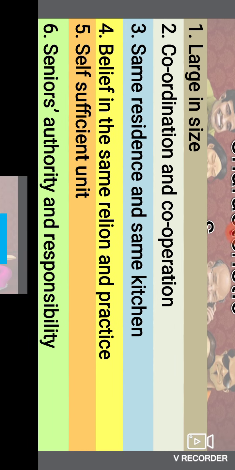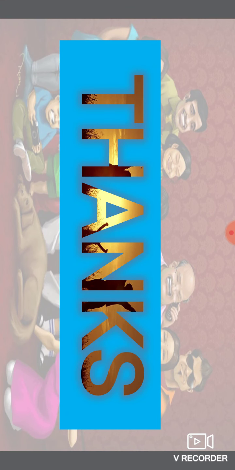So this is the information about the family. What we have learned today in this class: first, family, then the characteristics of family, then the types of family, and this joint family and the characteristics of this joint family. These are all the information we have studied in this class today.